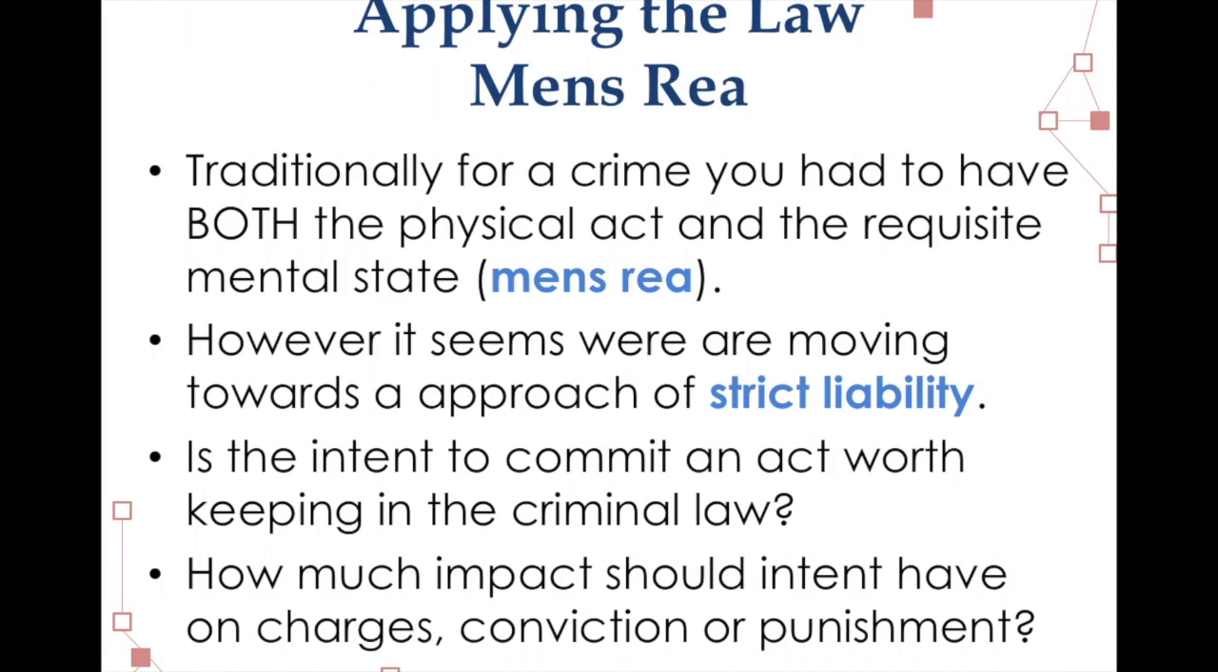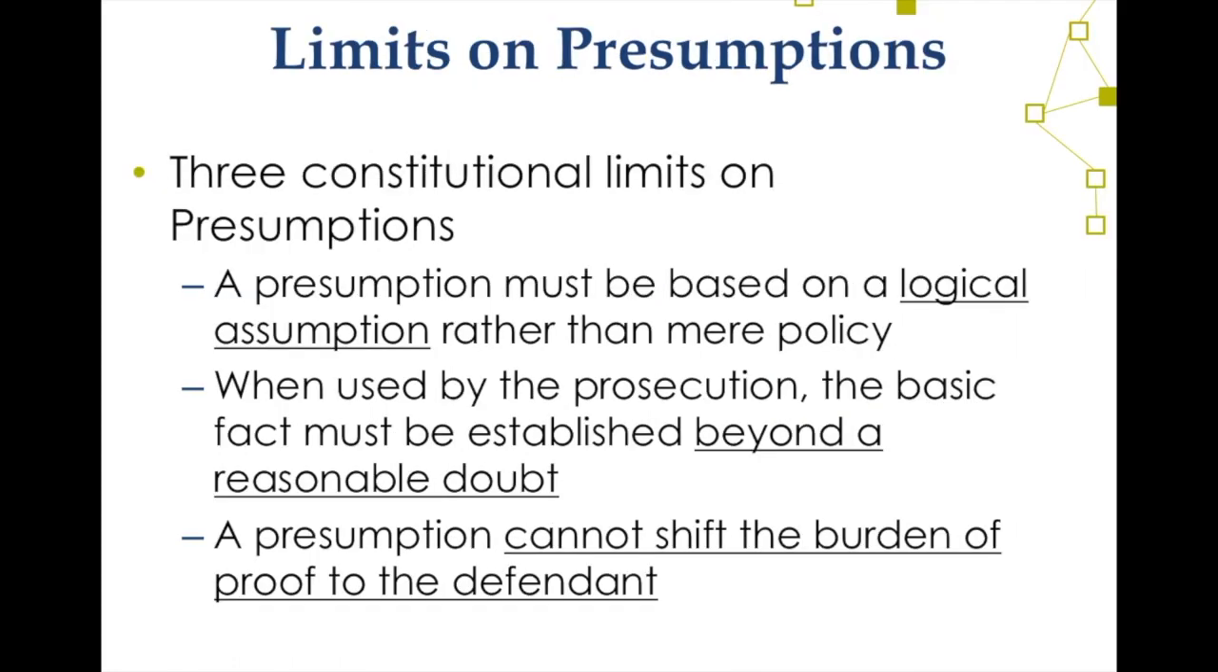Traditionally, for a crime, you had to have both the physical act and the requisite mental state, referred to as mens rea. However, it seems we're moving now more towards an approach of strict liability. There are 3 constitutional limits on presumptions. A presumption must be based on a logical assumption rather than mere policy. When used by the prosecution, the basic fact must be established beyond a reasonable doubt, and the presumption cannot shift the burden of proof to the defendant.